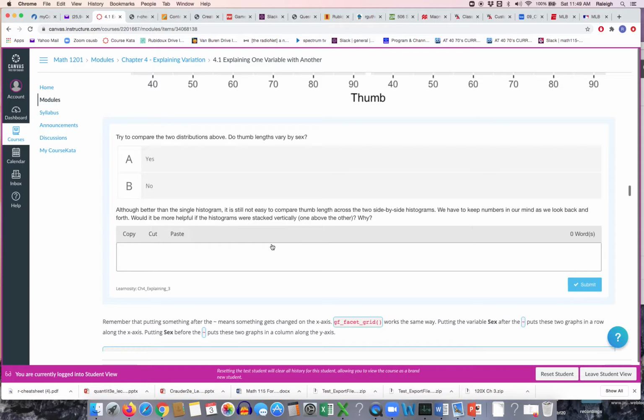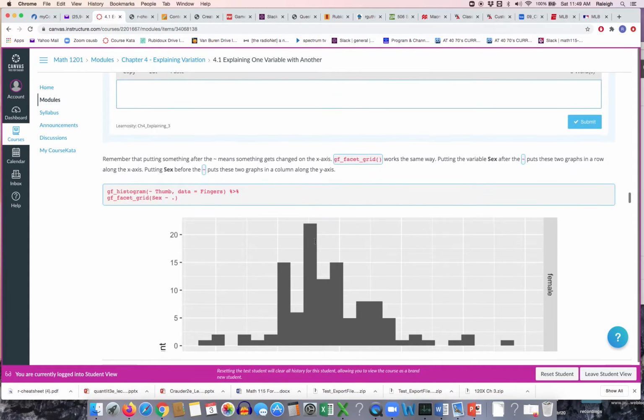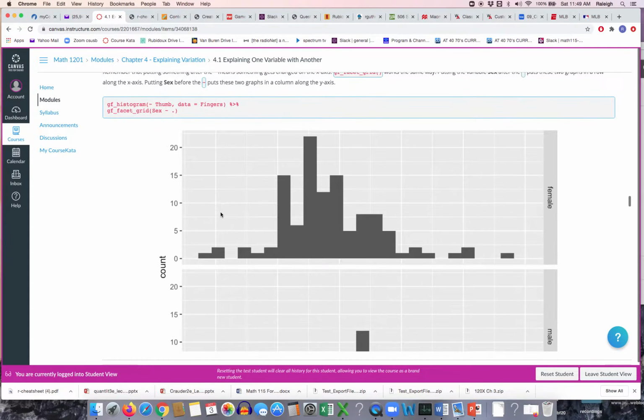You have to look very carefully and look for what you think the center is and all that kind of thing. So would it be more helpful if they were stacked vertically, one on top of the other? Absolutely. It would look a lot better. In fact, they're going to do that next. So they have some commands to do that, and histogram with thumb data equals fingers. And so they're going to use the facet grid by sex, but notice sex tilde dot. That's a little bit different.